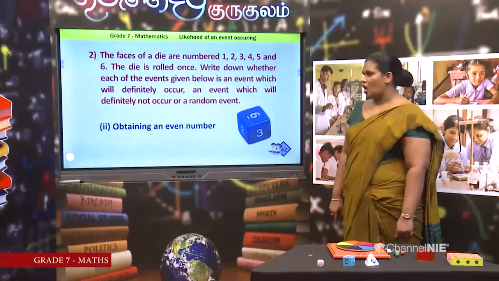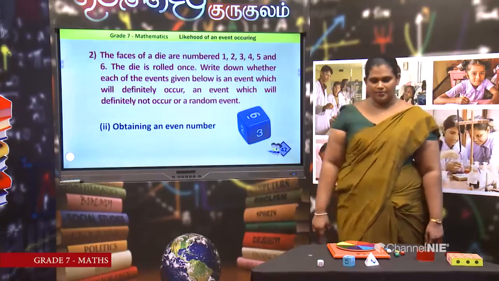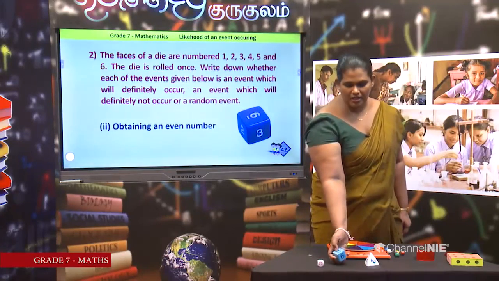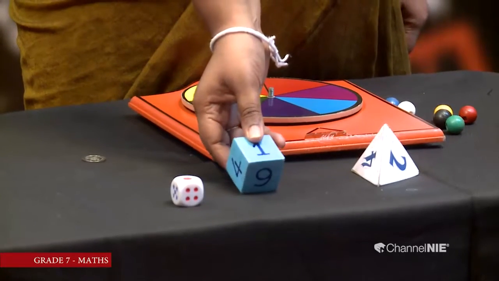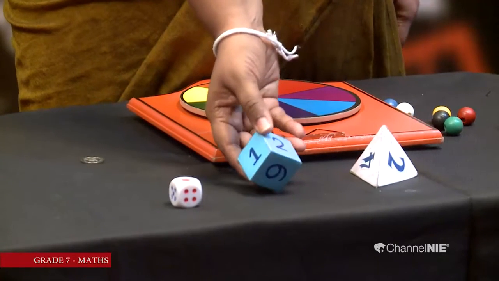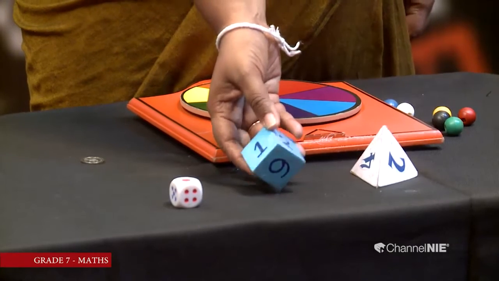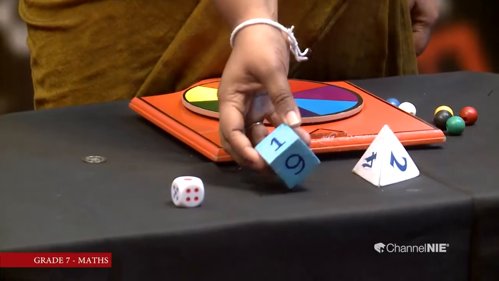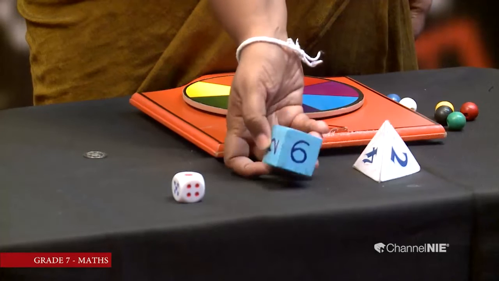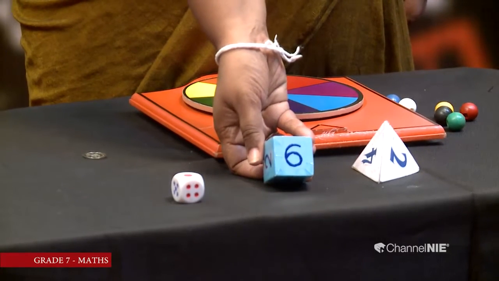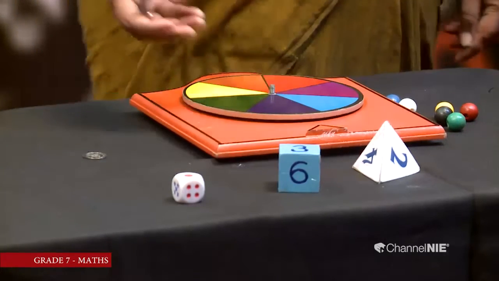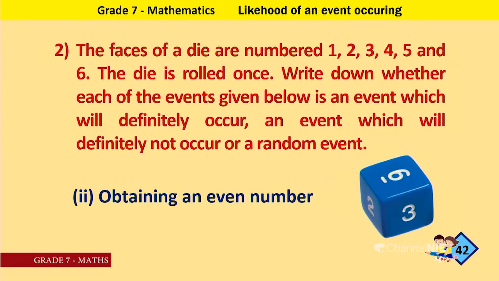Then the second one, obtaining an even number. Once again, have a look at our die. There, I told you I have numbers from 1 to 6. Therefore, we have got 3 even numbers. So, once we have rolled this, you might get even numbers or you might get odd numbers. Therefore, obtaining an even number is a random event.